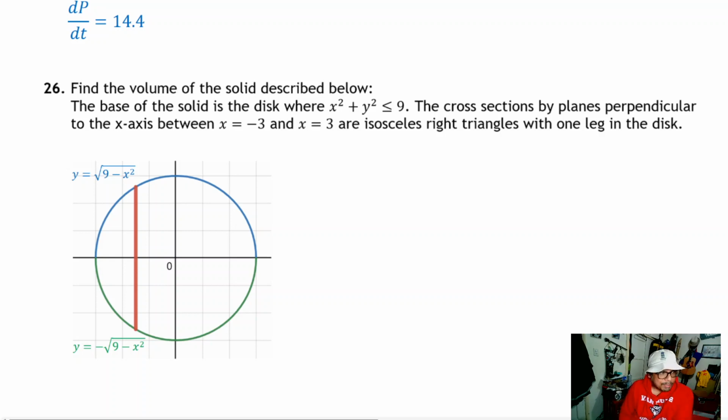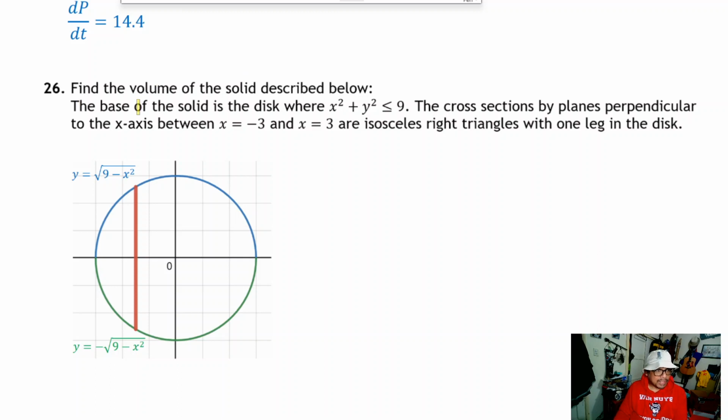Right, 26 brings us this incredibly fun volume, and we're going to read through this really carefully because I know that oftentimes if you don't read this correctly, you're definitely going to do the wrong thing here. So let's highlight a few things here. We're supposed to find the volume of a solid described below.